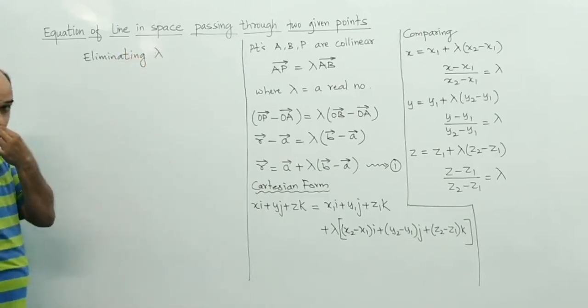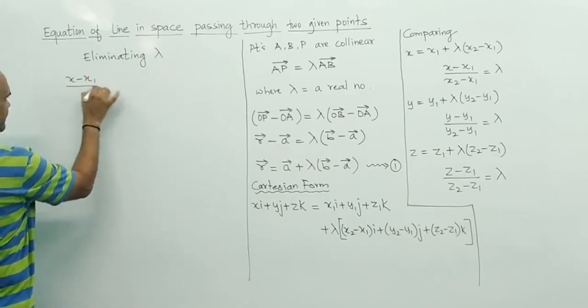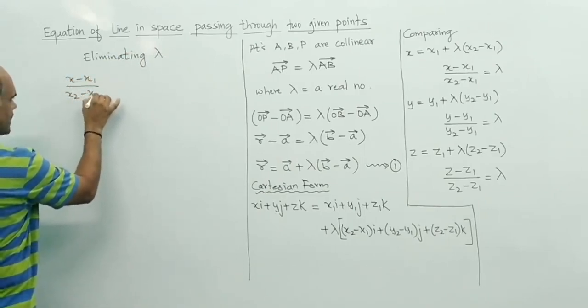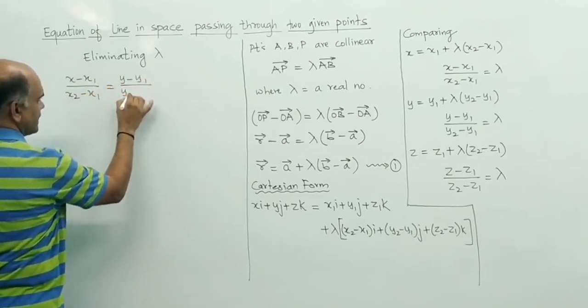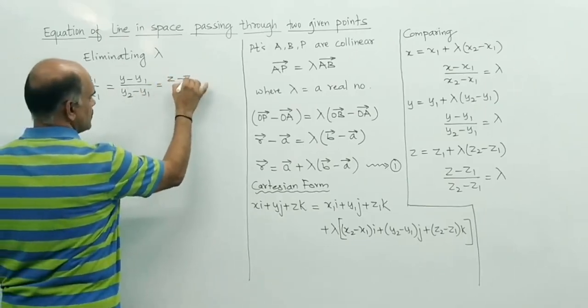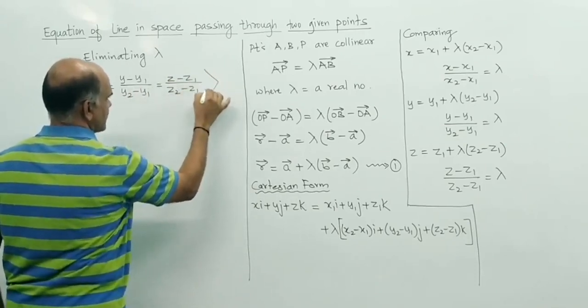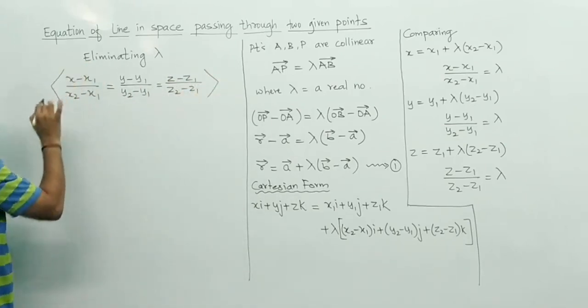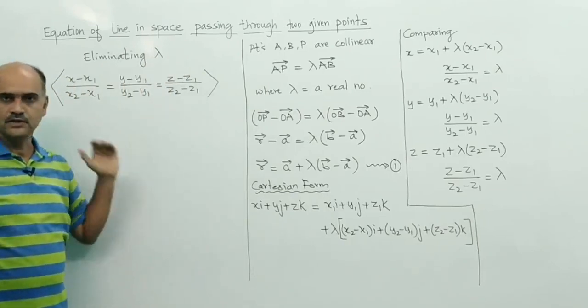So if I remove lambda, I will have (x minus x1) divided by (x2 minus x1) is equal to (y minus y1) by (y2 minus y1) is equal to (z minus z1) by (z2 minus z1). This is our equation of line passing through two given points.